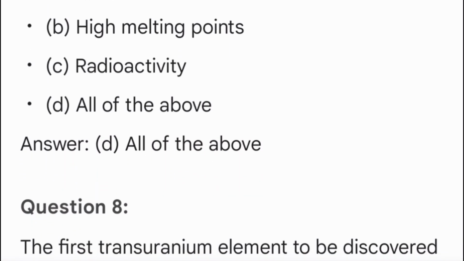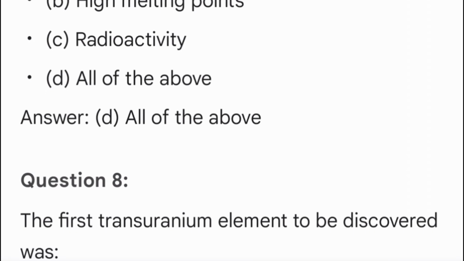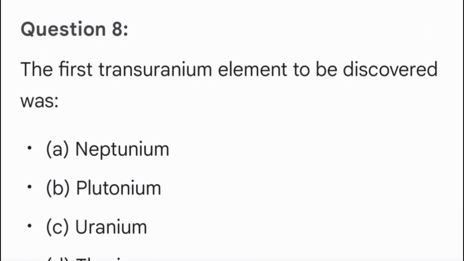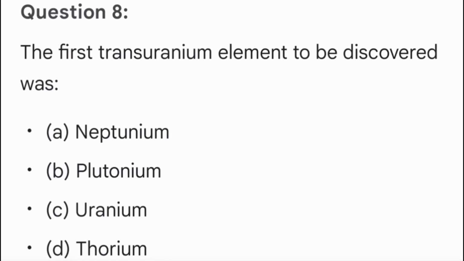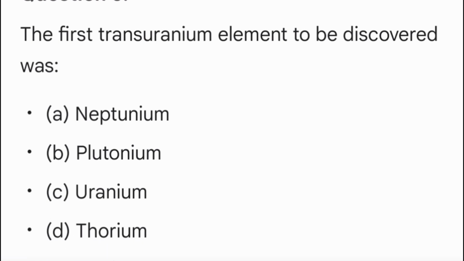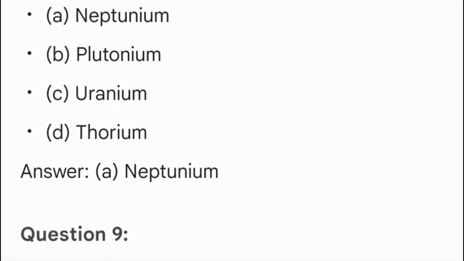Question 8. The first transuranium element to be discovered was A. Neptunium, B. Plutonium, C. Uranium, D. Thorium. Answer A. Neptunium.